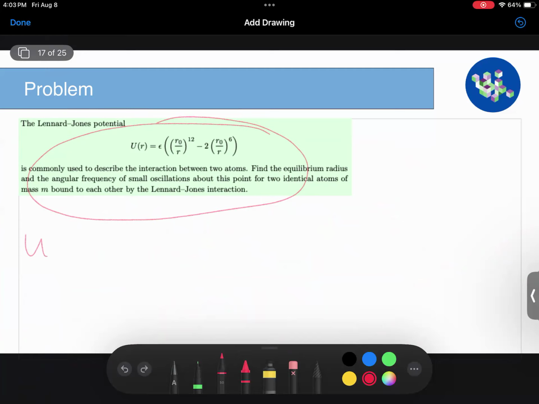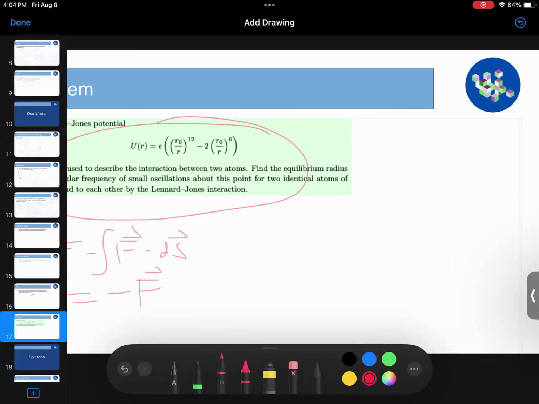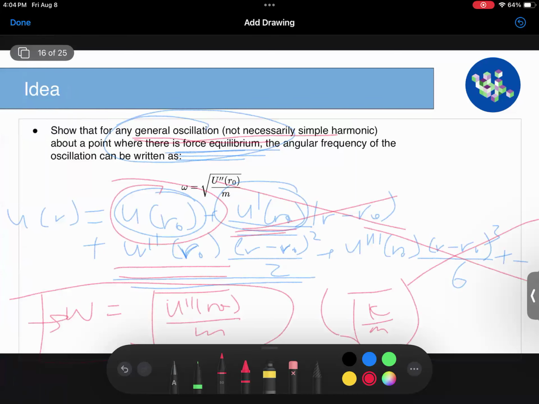Well, remember we had U, we said it was a negative integral of F dot, force dot displacement, right? So that means that the derivative of U equals negative force, right? Now, if we go back to over here, here I have the derivative of U. So U derivative is equal to negative force. But I'm given as a condition that we're oscillating about a point that has force equilibrium. So the force is equal to 0. So U prime is just equal to 0. So we can neglect that U prime term.